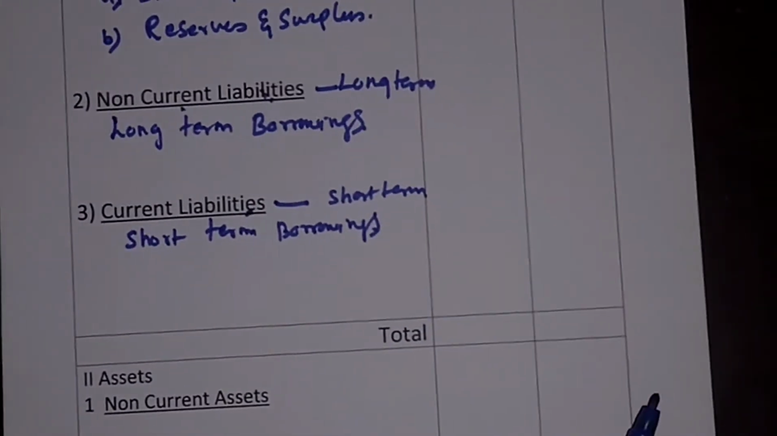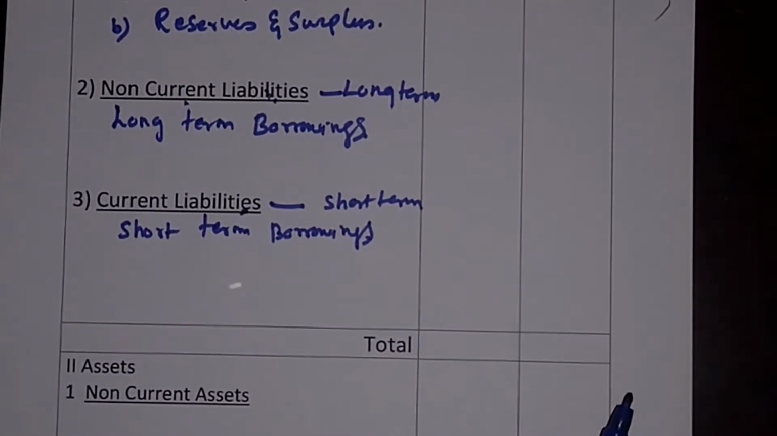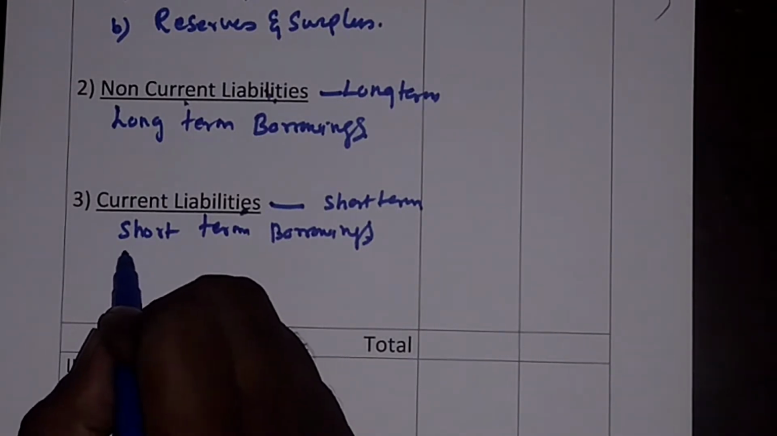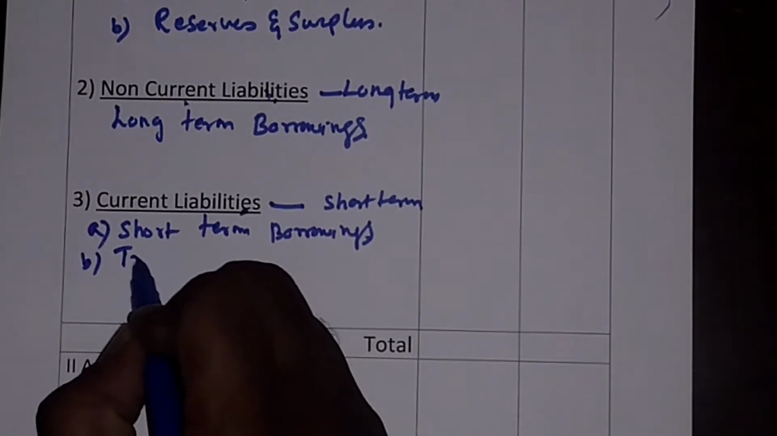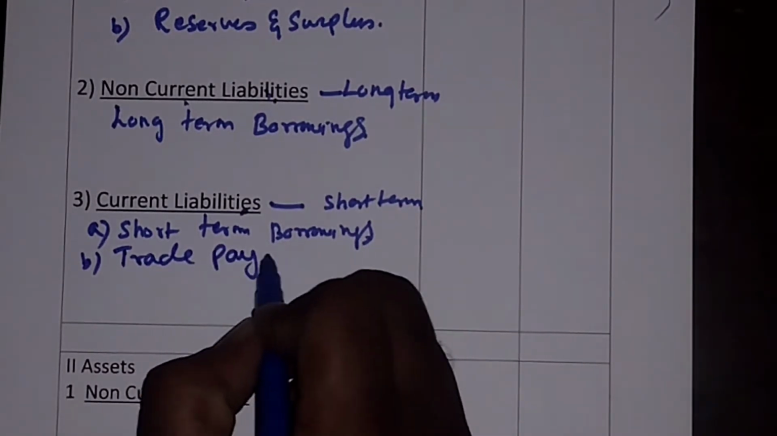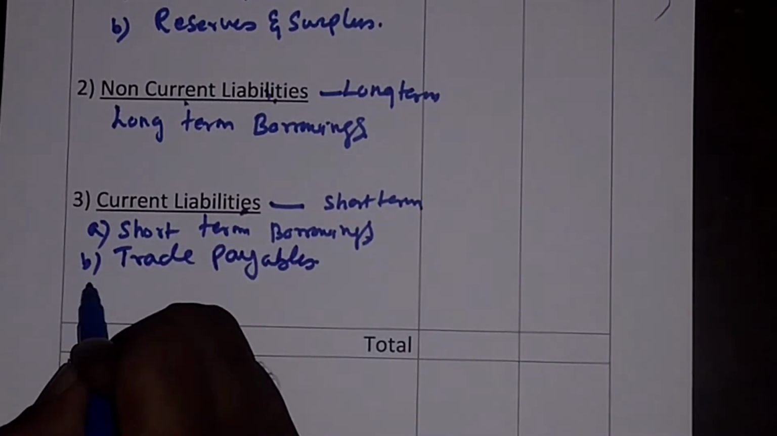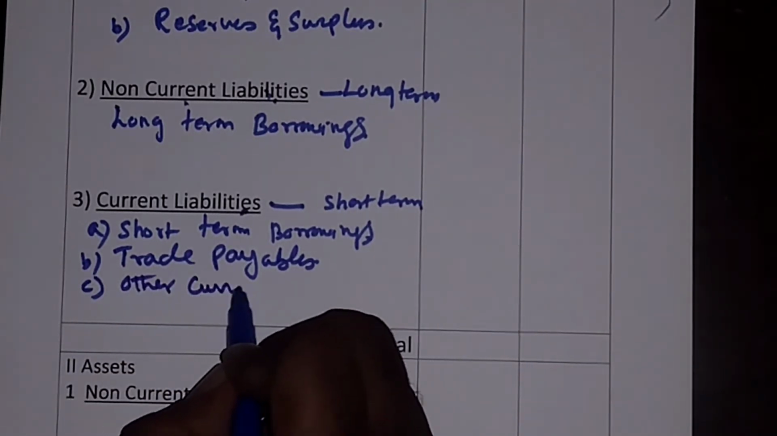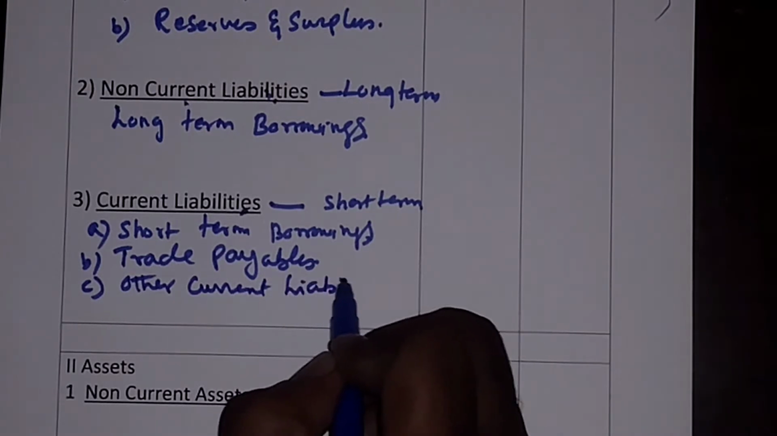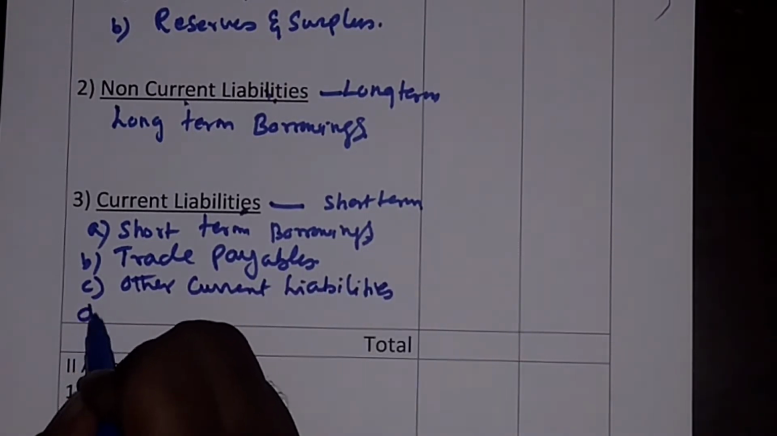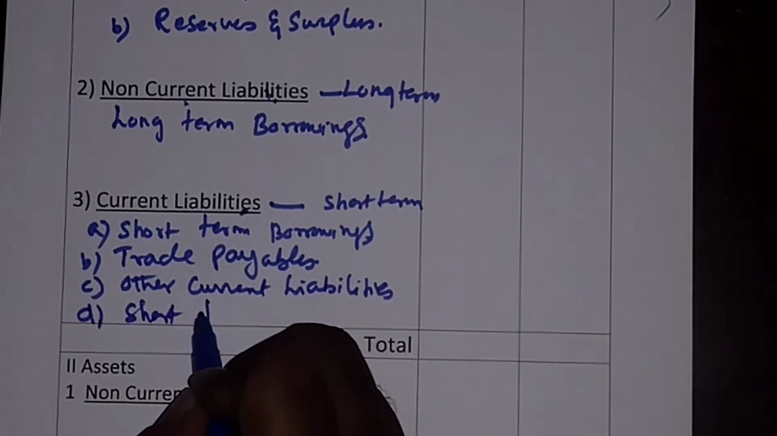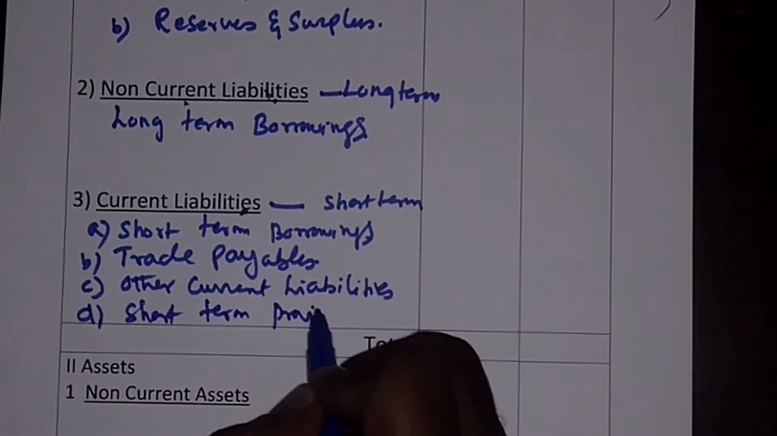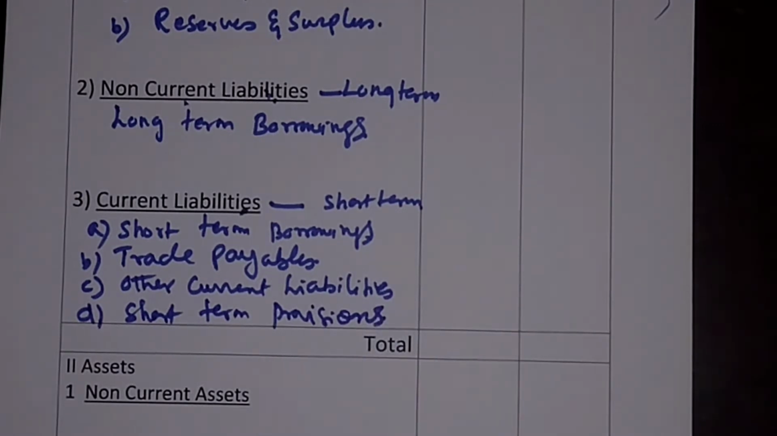Next, after short-term borrowings, what is next? The second one is the trade payables. After trade payables, the next one is the other current liabilities. And point D is the short-term provisions. Now I have covered the liabilities.